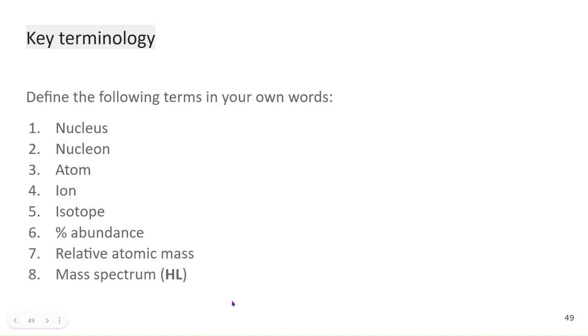Define these terms, right? So we have 8 terms: nucleus, nucleon, atom, ion, isotope, percent abundance, relative atomic mass, and mass spectrum. So find definitions for these, write them in your own words. You could probably pull them from your notes. And then the last thing, I have another Quizlet for you to practice the things we've been learning.